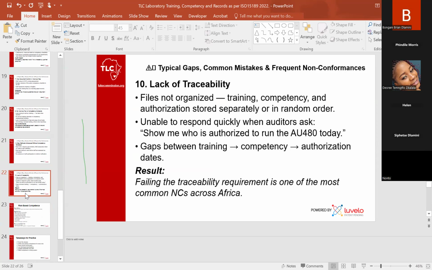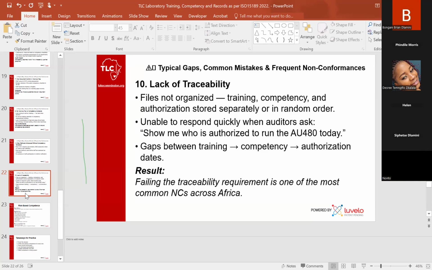Yeah, big one. Files not organized, training, competence, and authorization stored separately or in random order. Please, the auditor doesn't like you to waste time. If they ask you for something, they want it. Unable to respond quickly when auditors ask, show me who is authorized to run the AU for 82 days. So please, all your lab managers, all your heads of departments, put your documents where you can get them quickly.